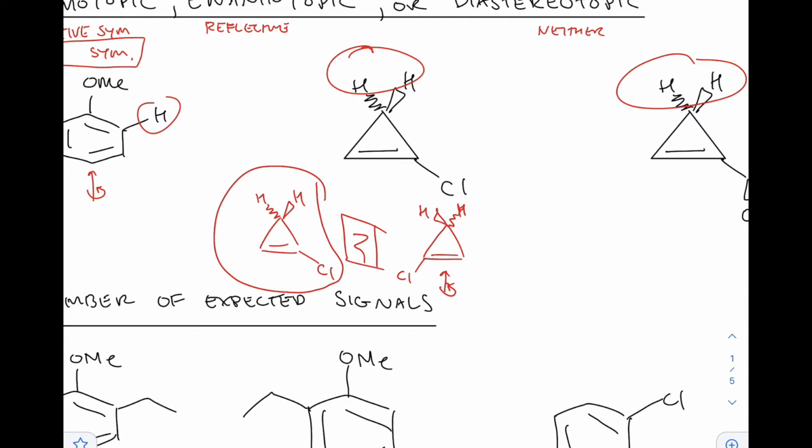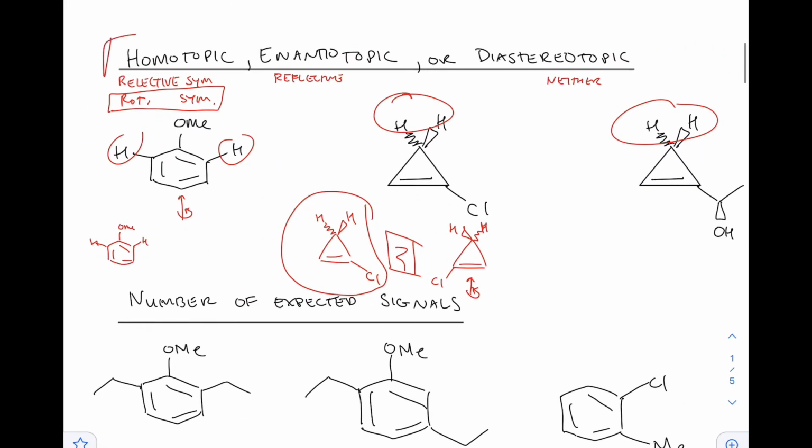Another way to look at this, in general, to identify these: is there a plane of symmetry? We're just cutting this molecule right down the middle, and that's giving us our plane of symmetry.